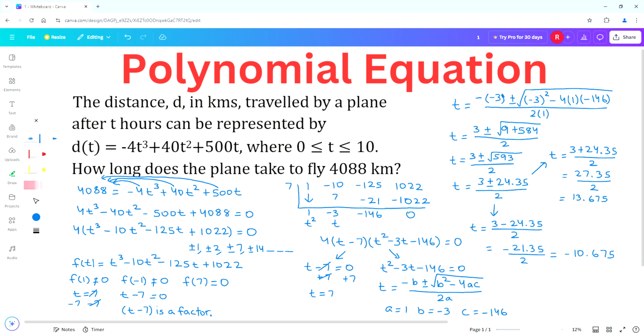In this problem, t represents time. The given domain for the distance function is t can be any value from 0 to 10. These two values, 13.675 and negative 10.675, are out of this domain. So the only valid answer is t equals 7. And the unit is hours. Therefore, the plane will take 7 hours to fly 4088 kilometers. So this should be the final answer for this problem.